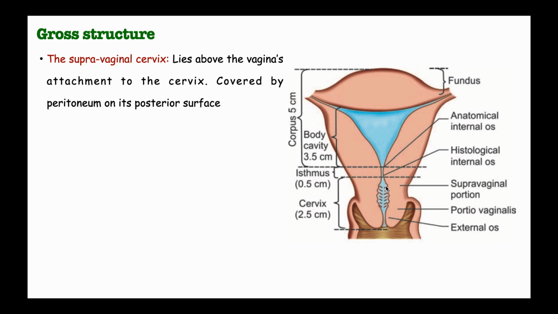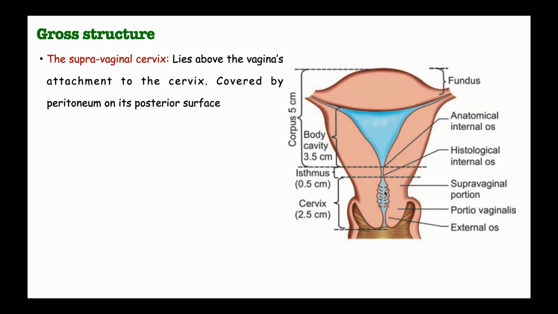This portion of the cervix lies above the vagina's attachment to the cervix and is covered by peritoneum on its posterior surface. So the supravaginal cervix is the part of the cervix which lies outside and above the vagina. As you can see, this is the part of the cervix lying outside and above the vagina.